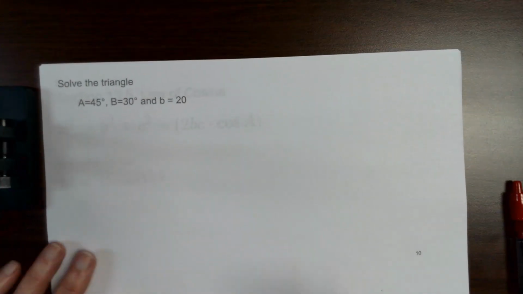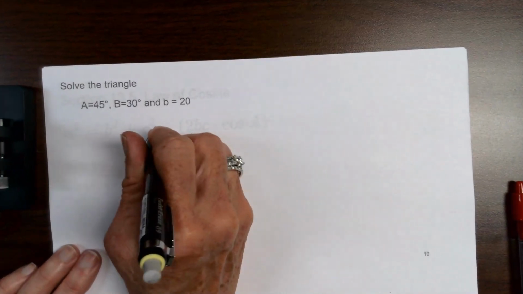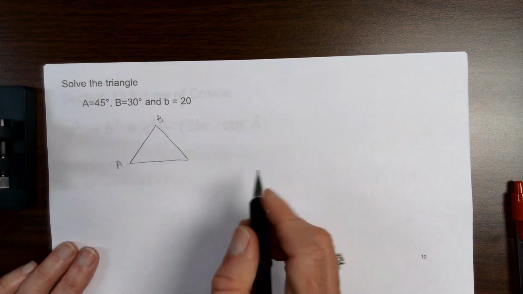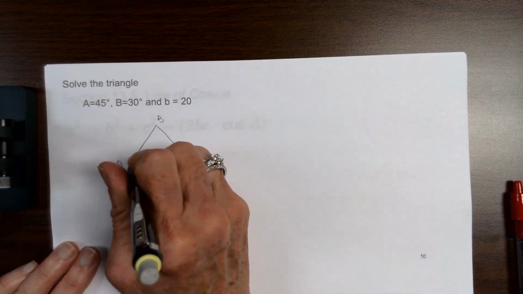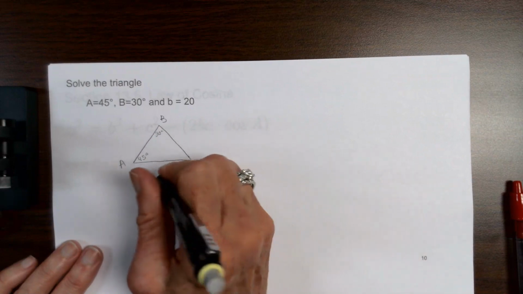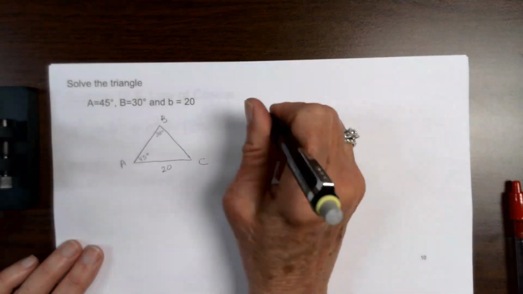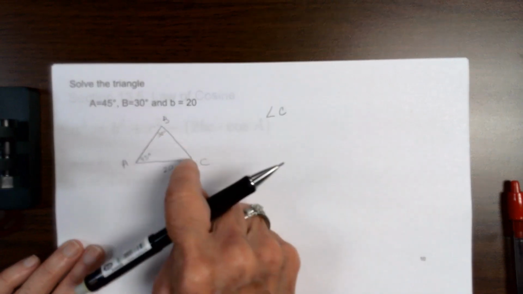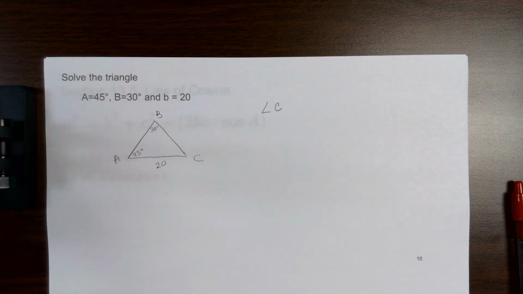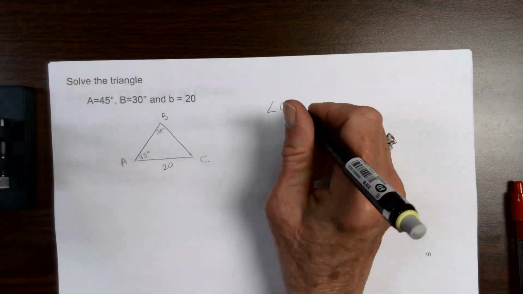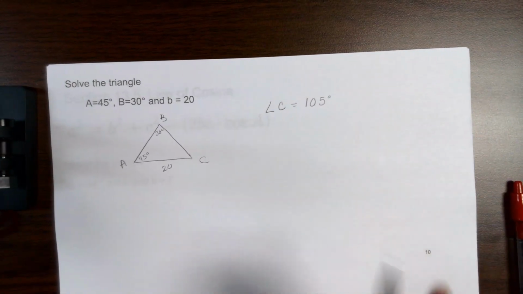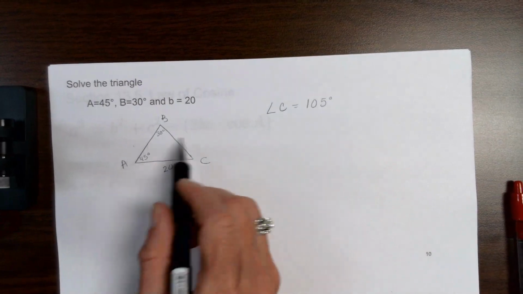Okay, here's another one. Let's just sketch it out so that we have some reference points. So I have A, B, C, I have 45, I have 30, and I have little b, which is 20. Well, I can easily solve for c because this plus this equals 180. So I've got 180 minus 75, which is what I get when I add those two together. So angle C is 105. Obviously it's not drawn to scale, if you will. So now I set up, I need to find the other two sides.